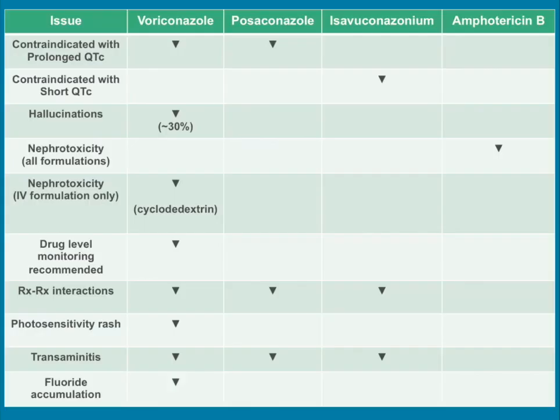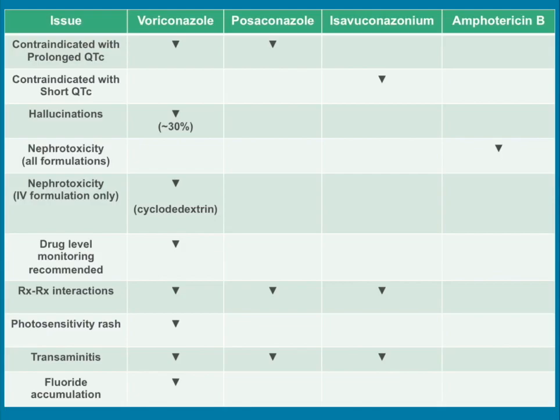I like this graphic. I mean, I made it, to help me compare and contrast what I needed to remember. Like prolonged QTc, don't use Vori and Posa. Short QTc, don't use isavuconazonium.